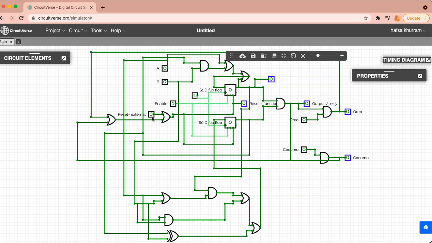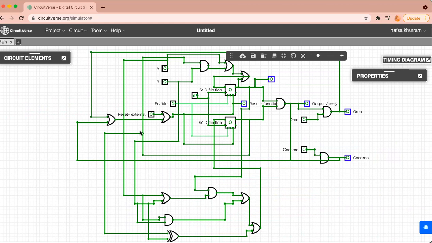We also have this reset. So I've given two types of resets. One is an external one, which means that the customer, if they see that there are more than 0 rupees within the machine already, has the option to reset it. But it will also be reset after a purchase of Oreo or Kokomo has been made. I've used an OR gate for that purpose, and I will explain more about this.